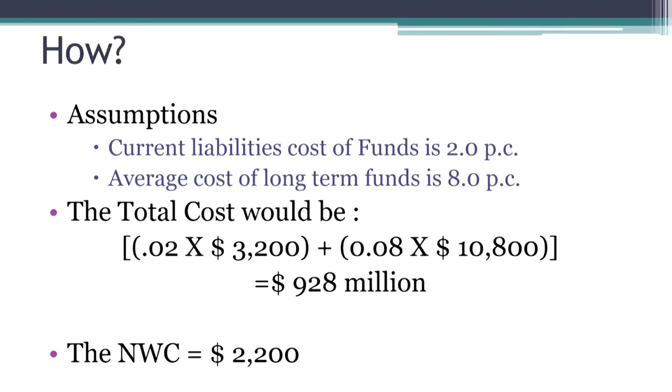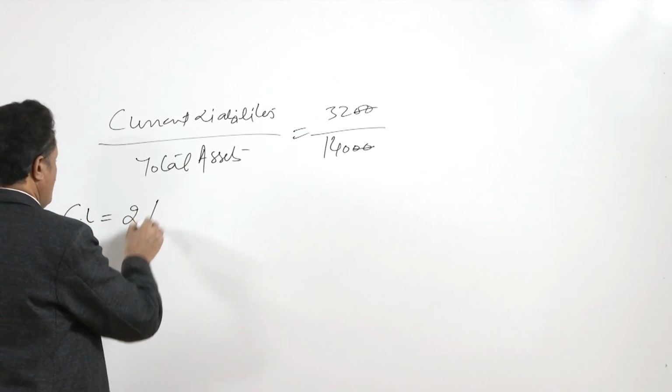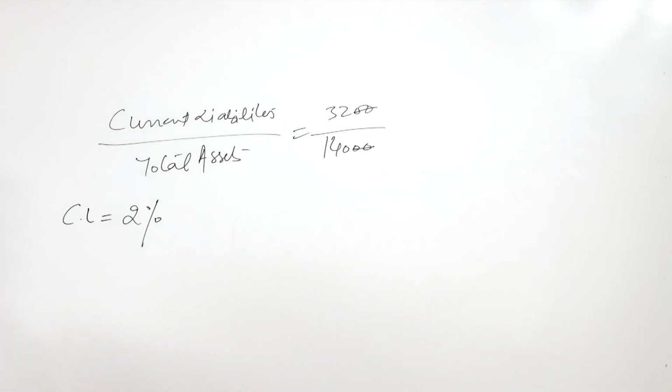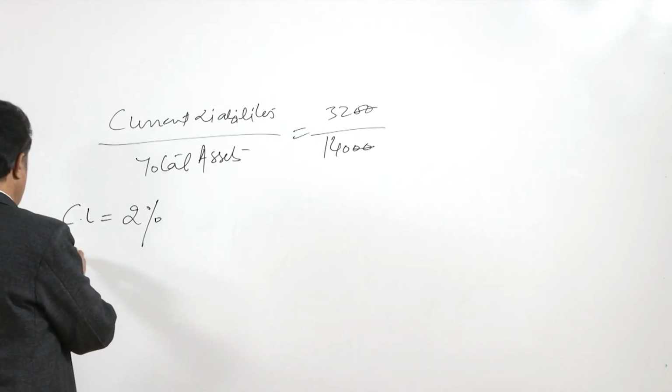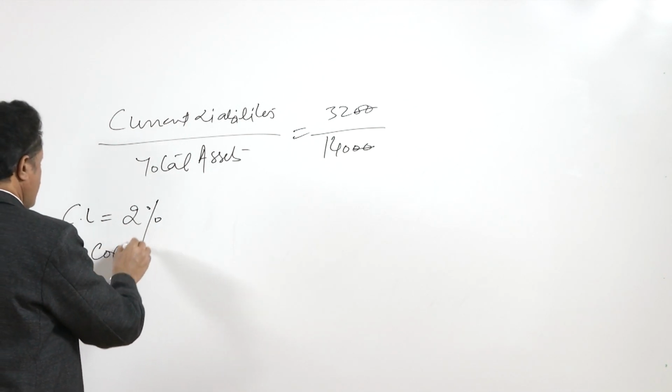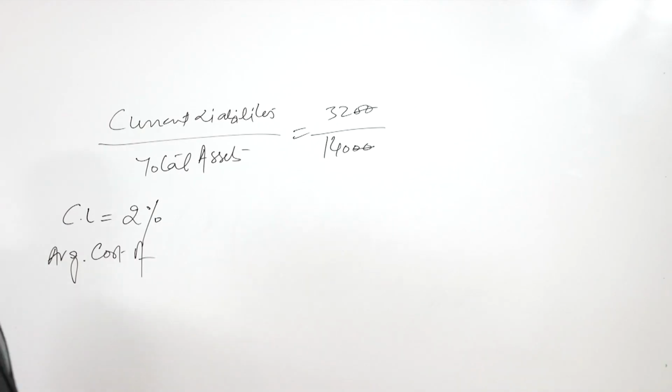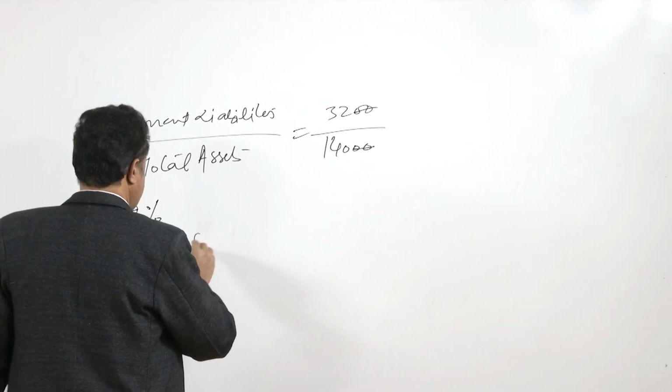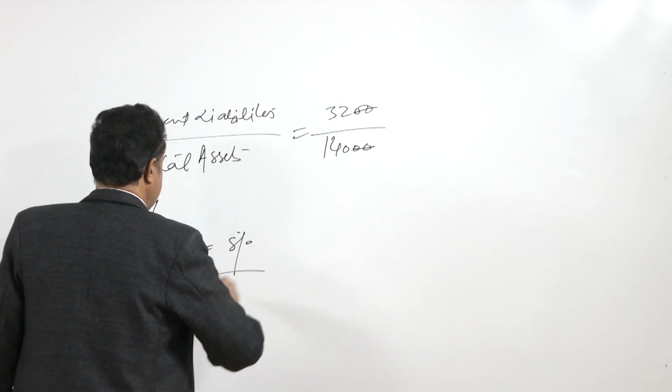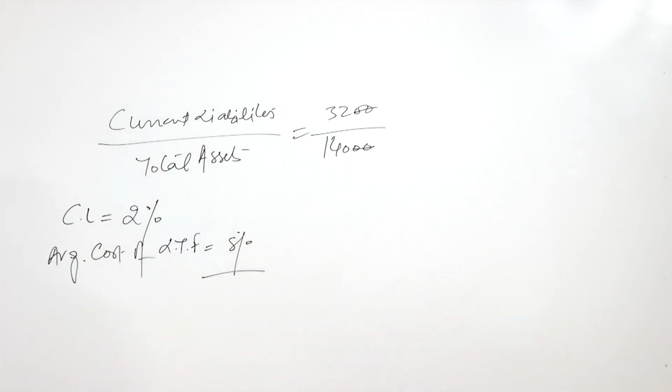And we are saying that since short term funds are for shorter durations under the term structure of interest rates, they are cheaper sources of funds. So, we are assuming that current liabilities, the short term sources of funds, have a cost of 2%, and the average cost of long term funds, or funds from long term sources, is 8%. We are assuming these two things. Short term funds are available at the rate of 2%, long term funds are available at the rate of 8%, right.